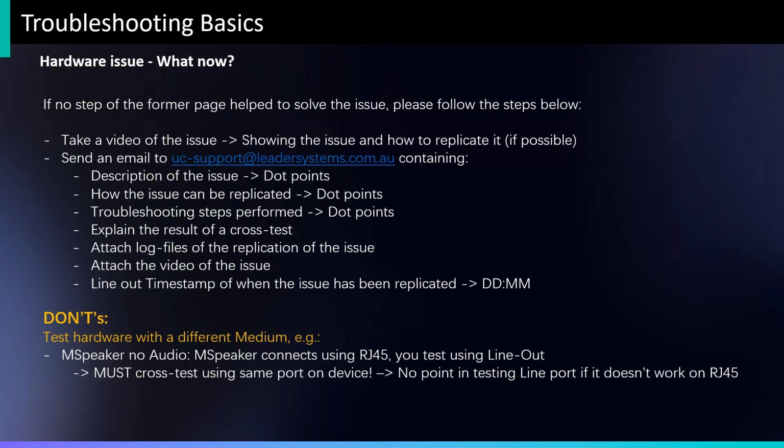Send the email to our support department containing a description of the issue in dot points. Do not write novels. Nobody will follow that. Dot points: this happens when you do this. How the issue can be replicated. Troubleshooting steps performed. Line out what you have done so that we and Yealink know much better where to step in. Explain the result of a cross-test. Attach log files of the replicated issue. Attach video of the issue. Line out a timestamp of when the issue has been replicated.